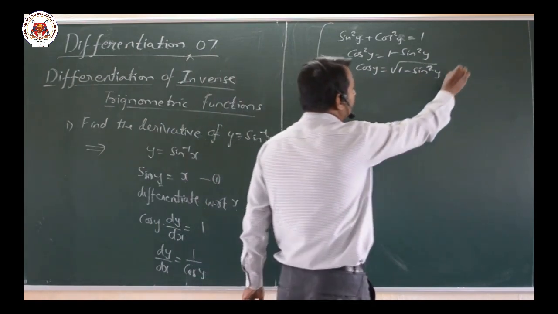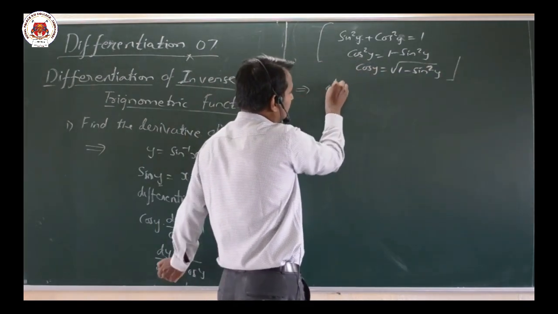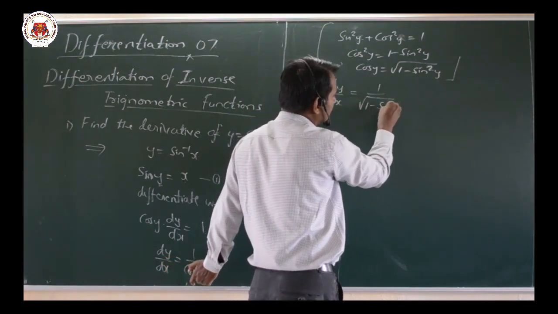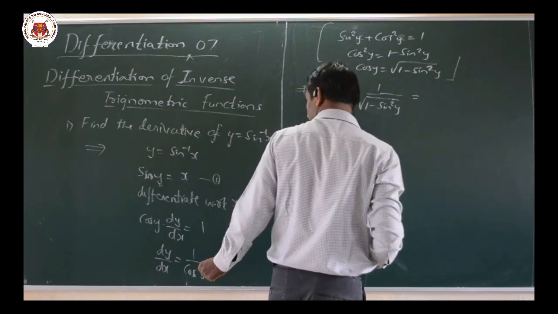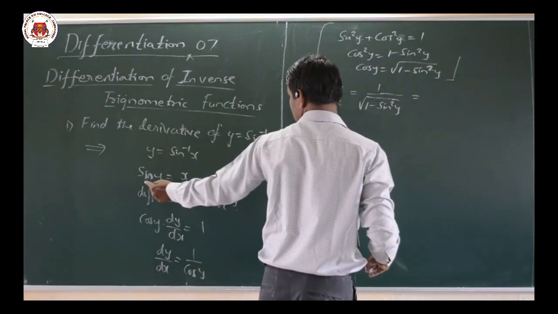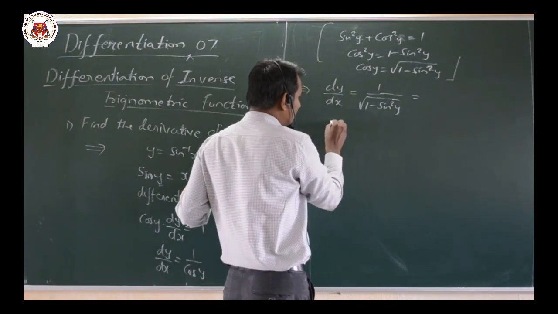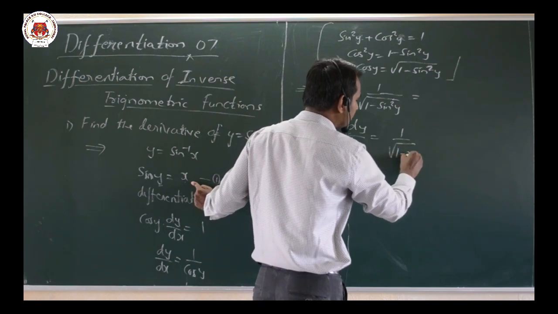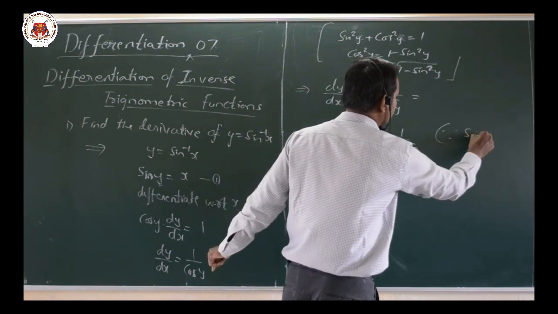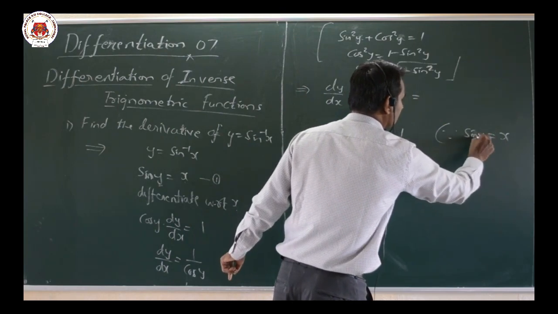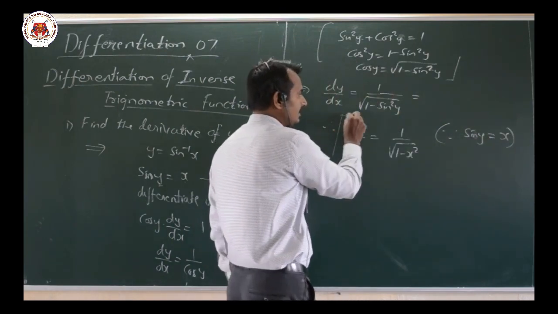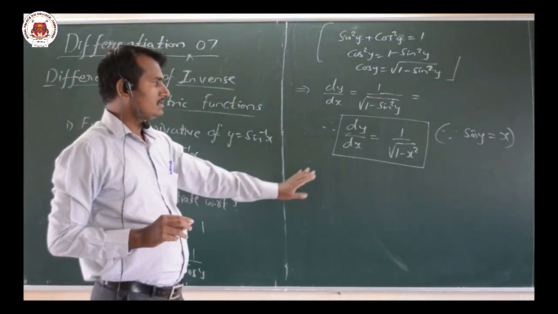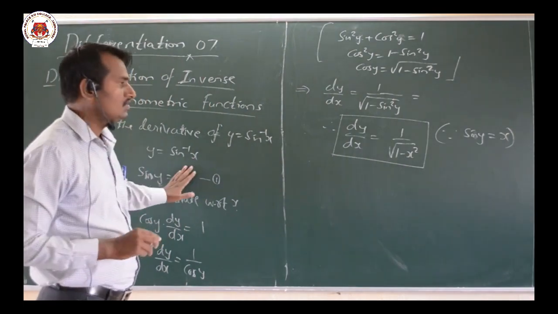Now that implies dy by dx is equal to 1 divided by root of 1 minus sin square y. Now according to equation number 1, sin y value is x. Therefore dy by dx value will be 1 divided by root of 1 minus x square, because sin y equal to x. That is the required formula. Very simple. Now this is the formula related to y is equal to sin inverse x.